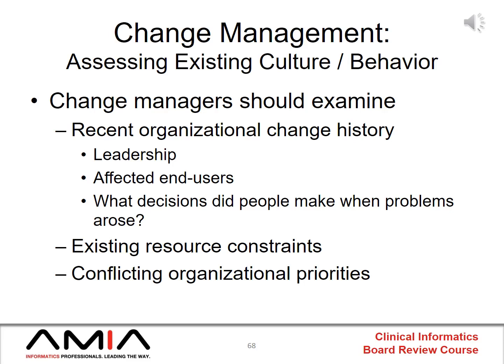Have there been recent changes in leadership? Have there been recent changes where the affected end users were significantly unhappy? What decisions did people make when there were problems that occurred after a change was implemented? Also looking at existing resource constraints across the organization and any conflicting organizational priorities, or conflicting priorities between groups within the organization, can be extremely helpful in helping you to mitigate problems and ease people's fears about change.